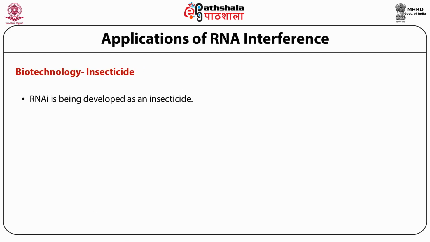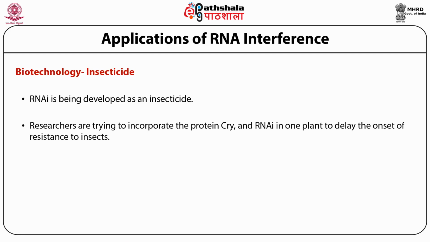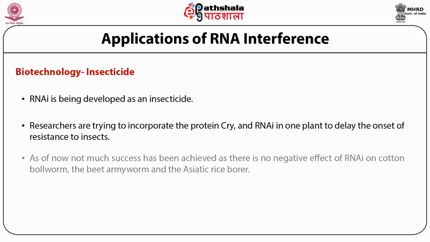RNA interference is being developed as an insecticide. Researchers are trying to incorporate the protein Cry and RNA interference in one plant to delay the onset of resistance in insects. As of now, not much success has been achieved, as there is no negative effect of RNA interference on cotton bollworm, the beet armyworm, and the Asiatic rice borer.